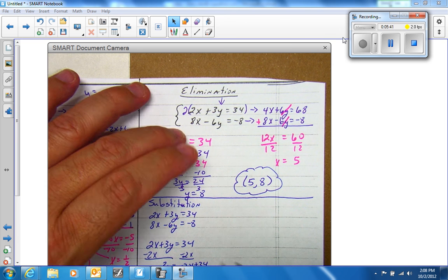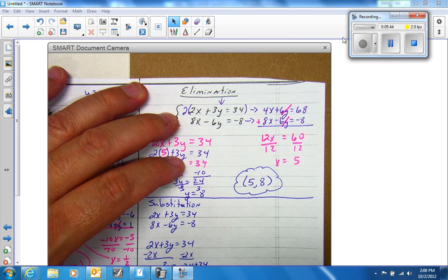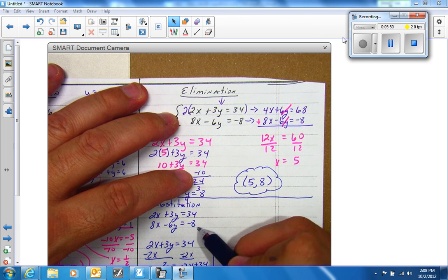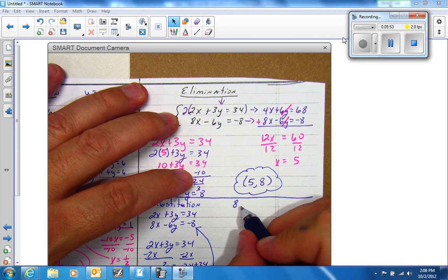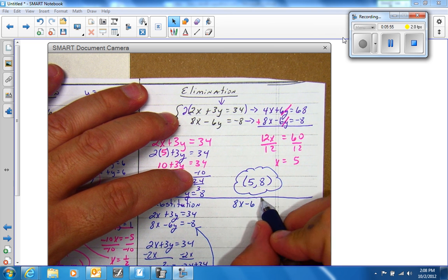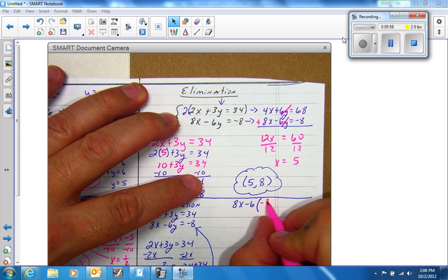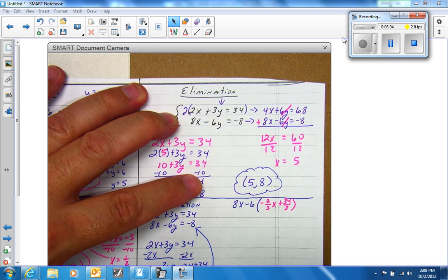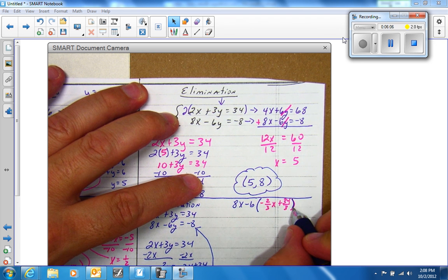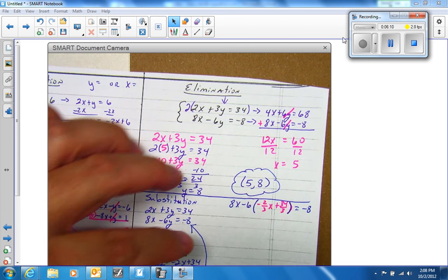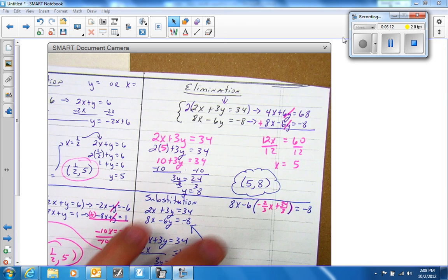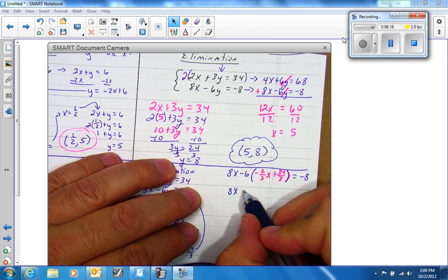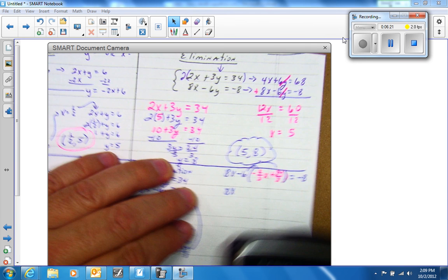Now, as you notice, this makes things a little bit more difficult because of these fractions, but we can still work through it. So I'm going to plug this in to this equation. So I'm going to go up here, 8x minus 6, and now substitute that in. So negative 2/3 x plus 34 over 3, and then equals negative 8. Now, use your calculator and let it work for you. I'm going to break down to 8x. Now I'm going to distribute this right here. So on your calculator, this is what I want you to write.